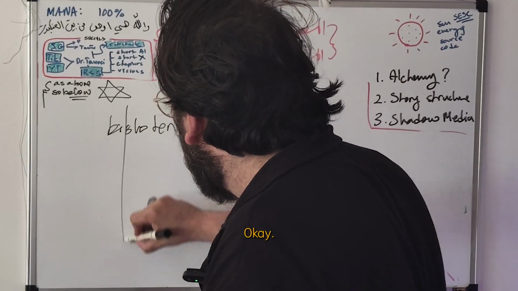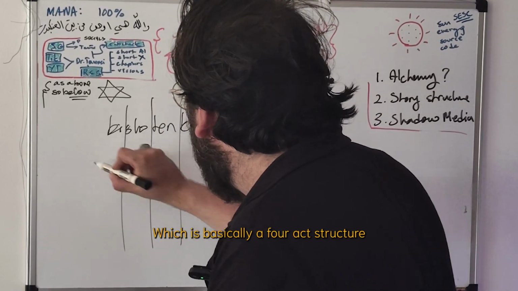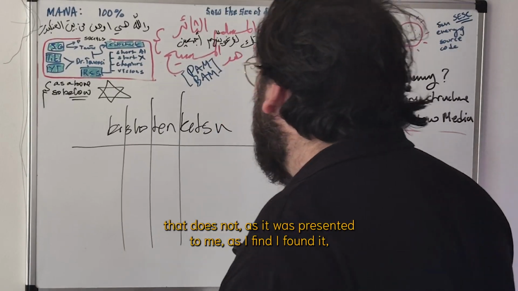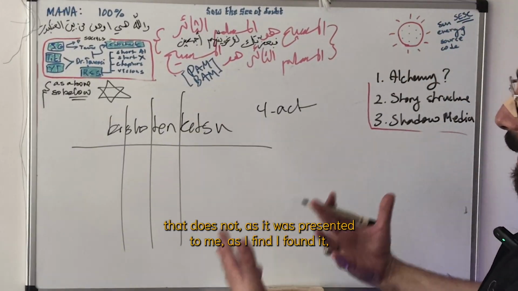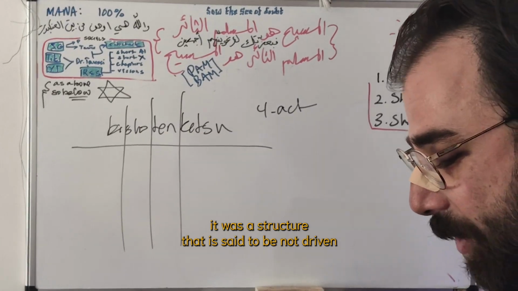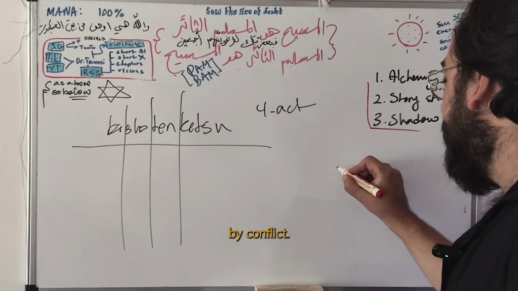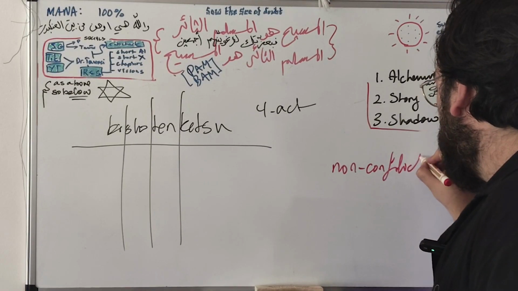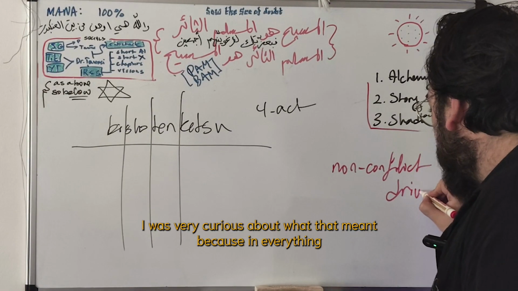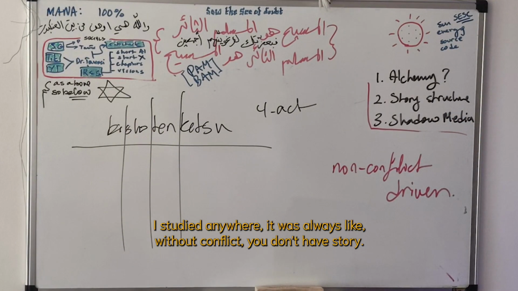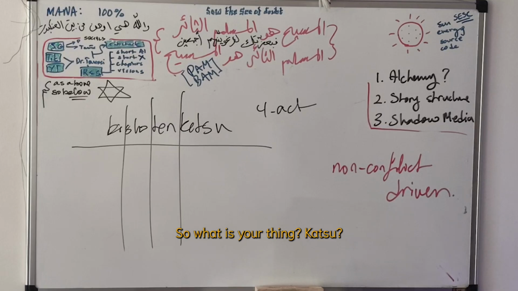Which is basically a 4-act structure that, as it was presented to me, as I found it, is said to be not driven by conflict. I was very curious about what that meant, because in everything I studied anywhere, it was always like, without conflict, you don't have story. So what is Kisho Tenketsu?